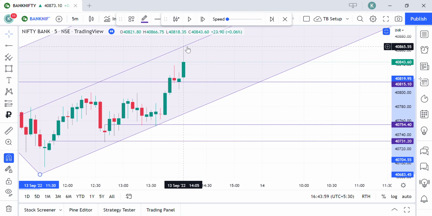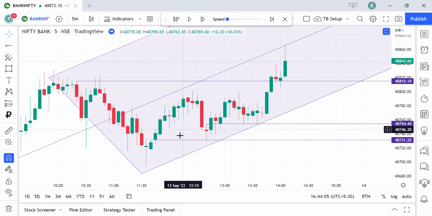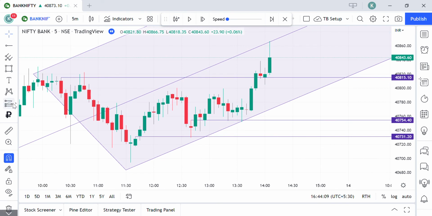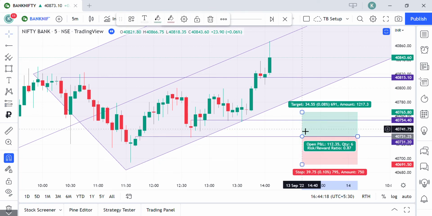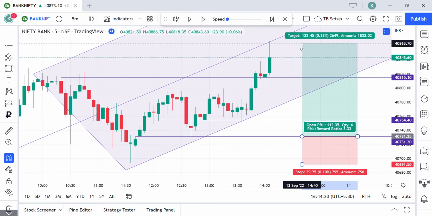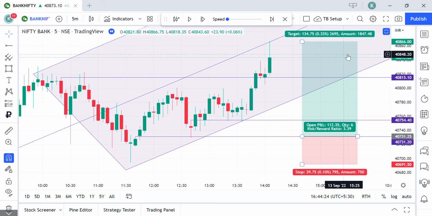Price touched exactly our level. So we have entered one short call at this level and one buy call at this level, and see the risk reward ratio. In terms of risk reward ratio, you should be consistent, because that's the only way you can grow your account. At times we fail to hit our target, but we should keep the same strategy. This is giving us a risk reward ratio of 1 to 3.3, which is very decent.